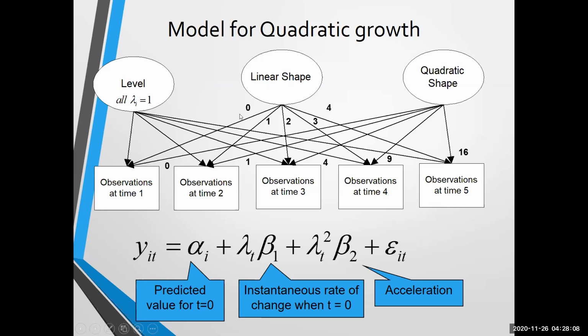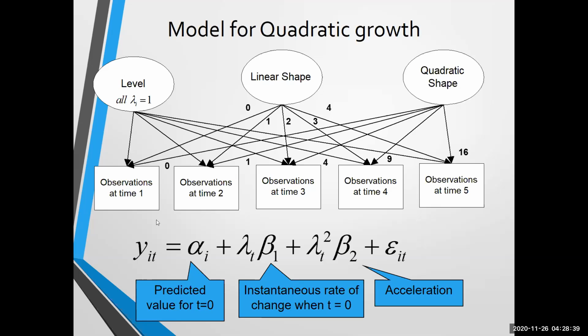Then the linear shape indicates growth with loadings 0, 1, 2, 3, 4. And the quadratic shape has loadings that are the square of the loadings of the linear shape. So the loadings of the quadratic shape are 0, 1, 4, 9, 16. And you can see that it is a simple extension. We just add another latent factor.